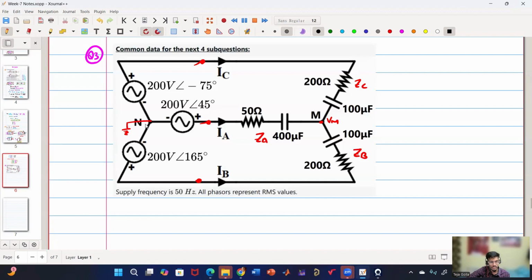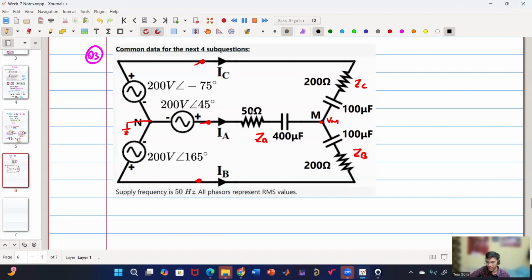Neutral means 0. Once again, the convention is that the neutral terminal is the ground terminal. We can take M also grounded, Master? If N is considered as ground, can we consider M also as ground? No, sir. No, right? But N is already given as ground because neutral is always ground. In any circuit, neutral means ground. That is the convention we follow.